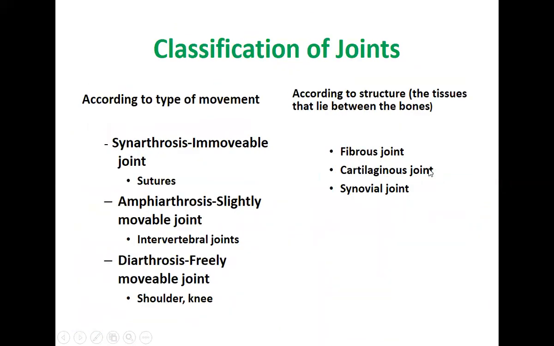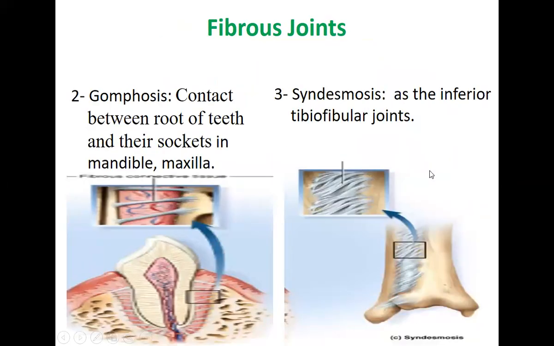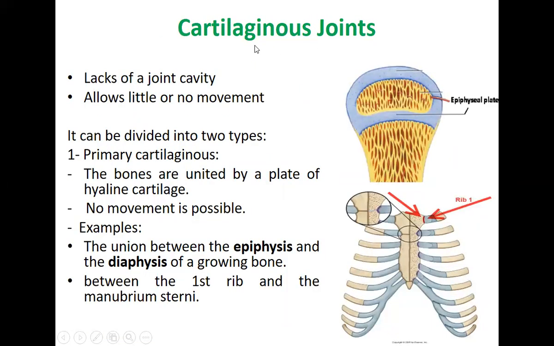Now we are going to the second type. This is the cartilaginous joint. Where do you see this type of joint? We'll talk about that. Before that, it again lacks a joint cavity, just like the fibrous joint. But in the fibrous joint there is no movement, whereas here it allows little or no movement. Sometimes no movement, sometimes little movement. This type of joint is called the cartilaginous joint. The first one was the fibrous type. This is the second type, the cartilaginous joint.